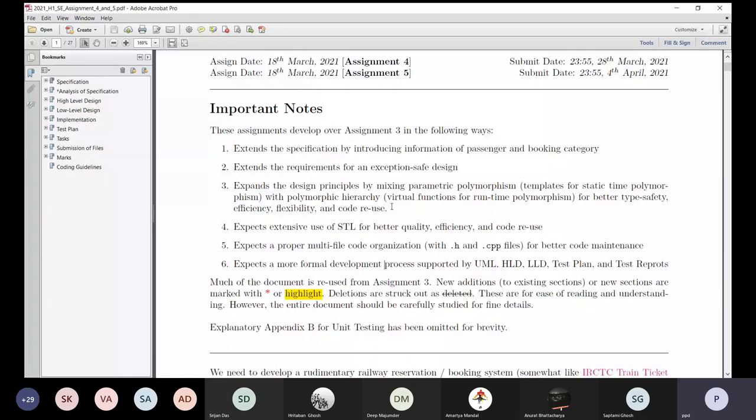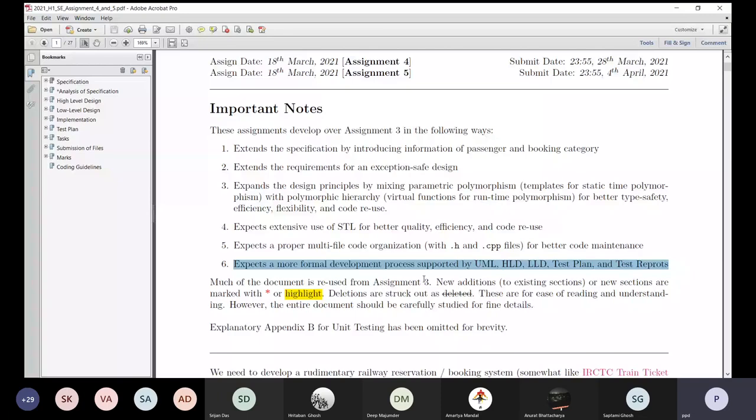Earlier, many of you have done multi file code organization, but the requirement was that it is okay to just do a single file for the entire classes and all that. Here we are asking specifically for a proper file organization, with every class and its hierarchy in a separate header file, and their implementation in the source .cpp file and so on. And finally, having done the UML, we want you to follow the formal development process supported by UML, HLD, LLD, test plan, test reports, everything, right?